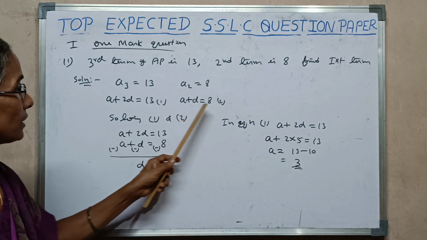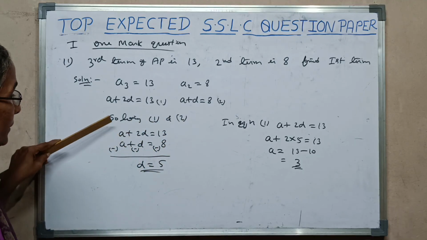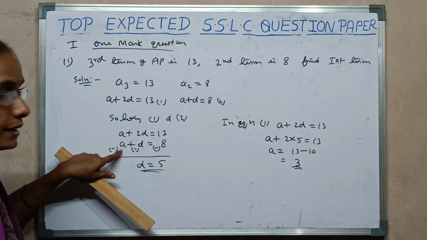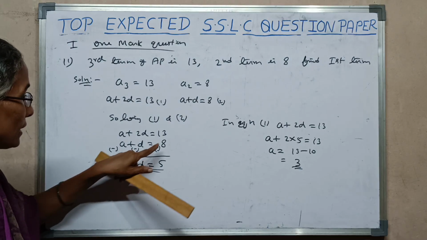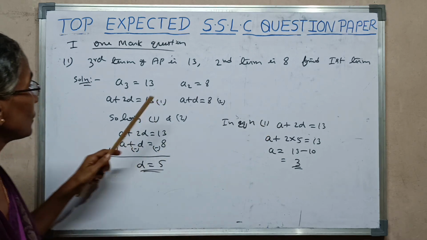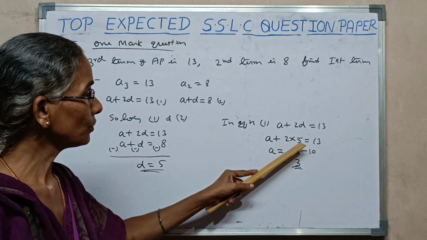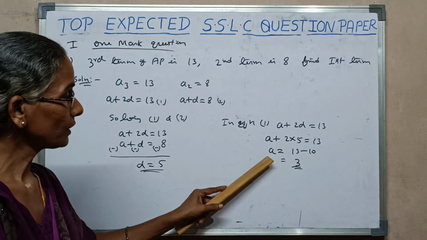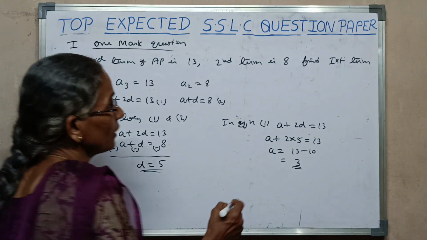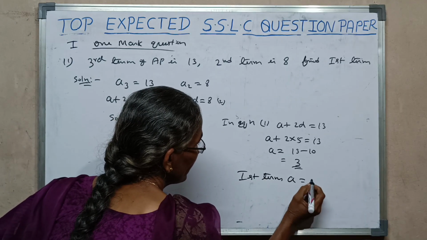So solving equations 1 and 2, both A values are positive, so we have to subtract the equations. A gets cancelled. Plus 2D minus D is D, and 13 minus 8 is 5. So the D value is 5. Next we have to find the value of A, so we substitute the value of D in equation 1: A plus 2 into 5, 10, equal to 13. A equal to 13 minus 10, which is 3. So A, the first term, equals 3.